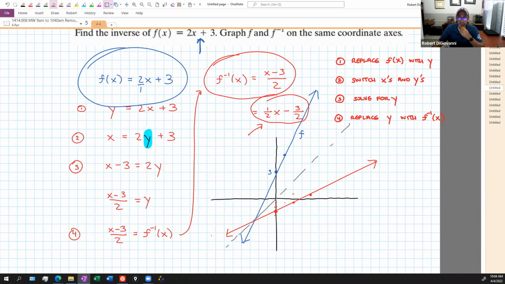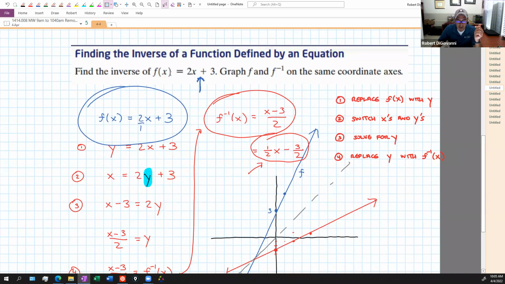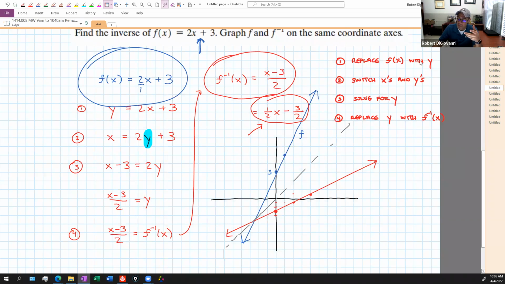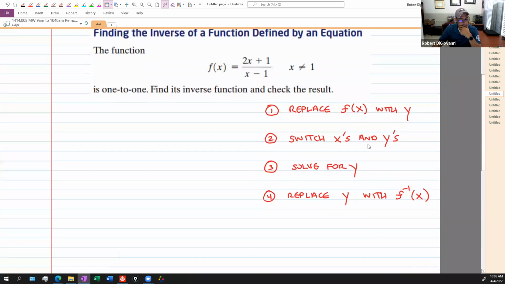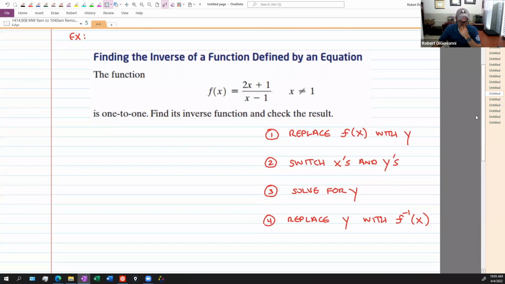What do you think? We okay with this? So if I give you a function, if it has an inverse, you're going to replace f of x with y. You're going to switch the x's and y's. You're going to solve for y, replace the y with f inverse of x. Let's try a harder one. Find the inverse of this function.